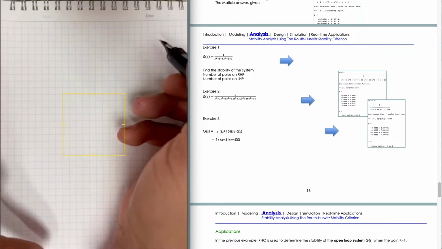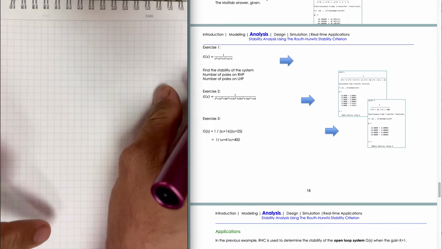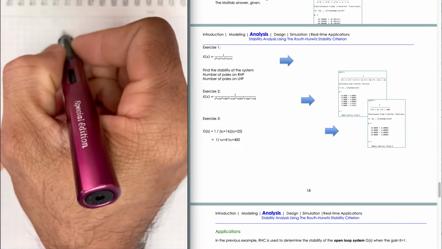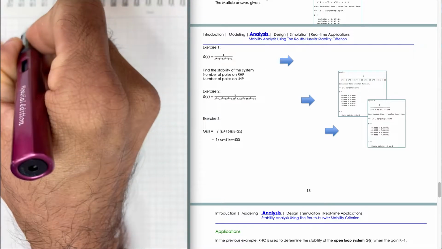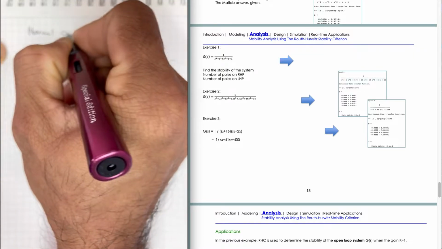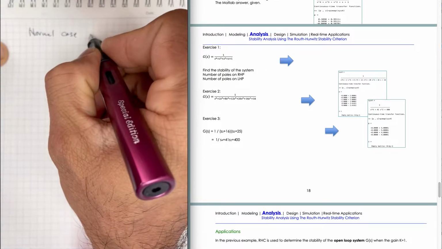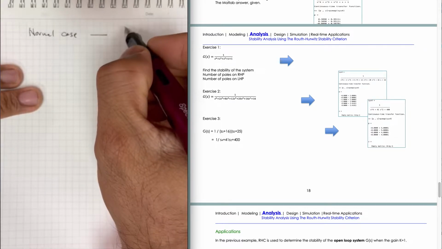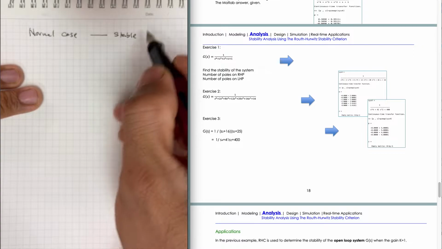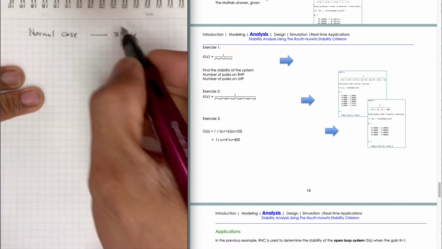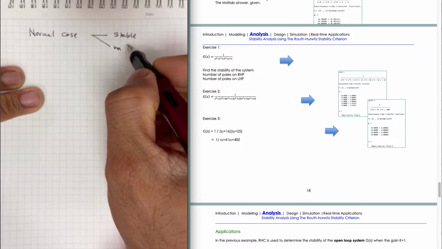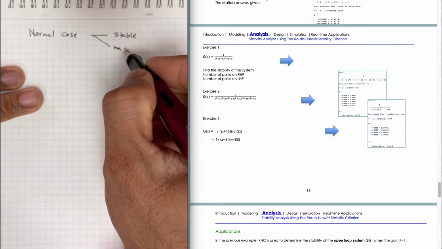Okay, now based on the three cases we learned before. The first one is the normal case, right? The system can be either stable if there's no sign change in the first column, or, if there is at least one sign change, the system is unstable.